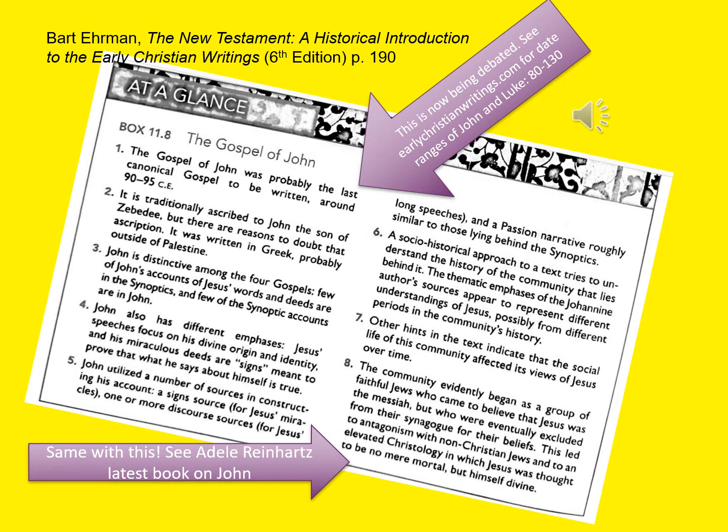Number 6, every chapter in this book takes a different approach and talks to you about a different method for doing biblical studies. In this chapter, Bart Ehrman practices all the approaches we've done so far, but mostly wants to show you a new approach, which is called the socio-historical approach. A socio-historical approach to a text tries to understand the history of the community that lies behind that text. The thematic emphases of the Johannine author's sources appear to represent different understandings of Jesus, possibly from different periods in the community's history.